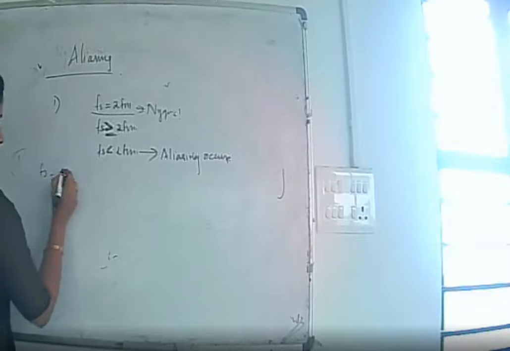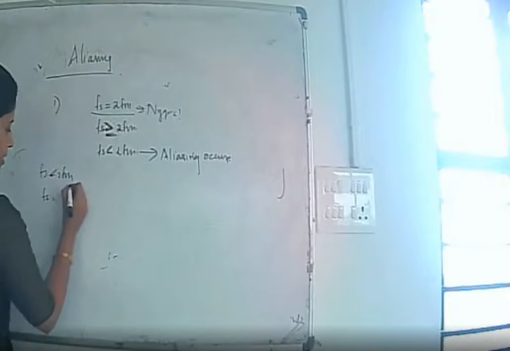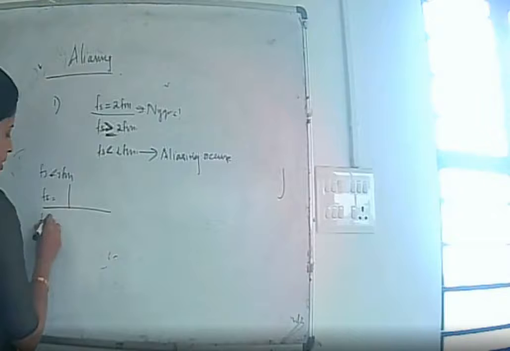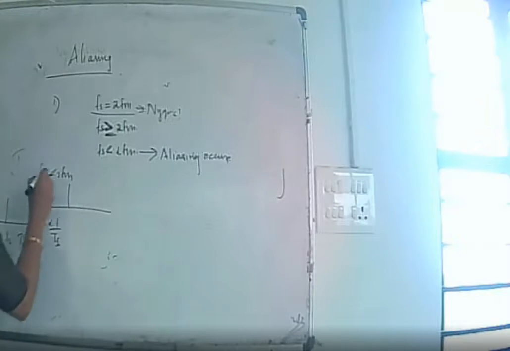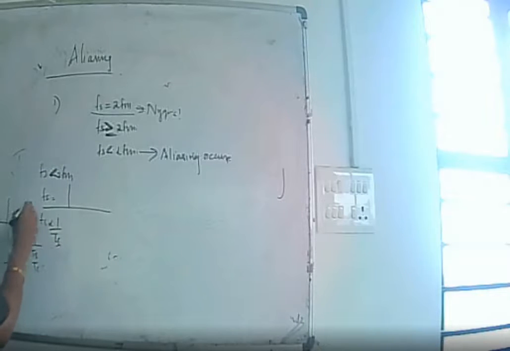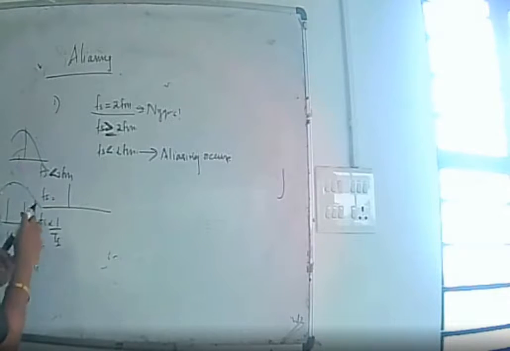Fs and the time period are inversely proportional. As Fs increases, the time period decreases. As Fs decreases, the time period increases. So when Fs is less than 2 Fm, the time period increases, and the sampled signal will be different from the original signal, as we had discussed in the previous class. So we can discuss the three cases.